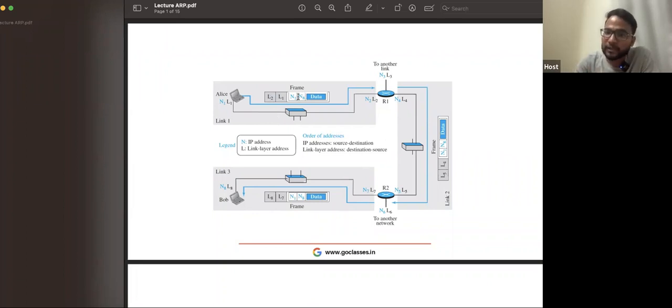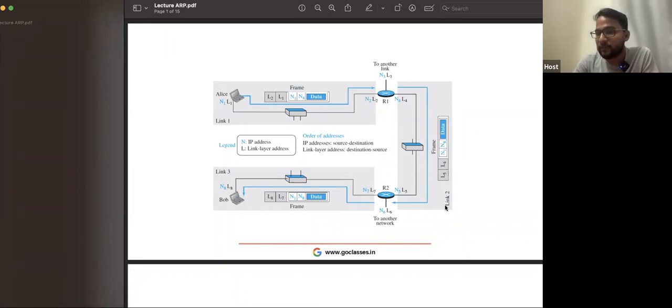The source IP address is of Alice, and the destination IP address is of Bob. But the source MAC address is of Alice, and the destination MAC address is of R1. Why? Because this is the next router, the next place that I want to send some data. Source and destination MAC addresses keep on changing, but the source and destination IP addresses will never change.